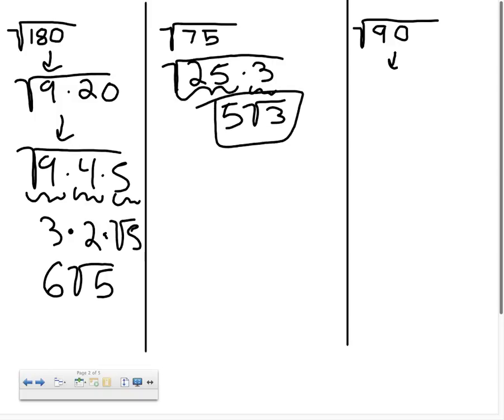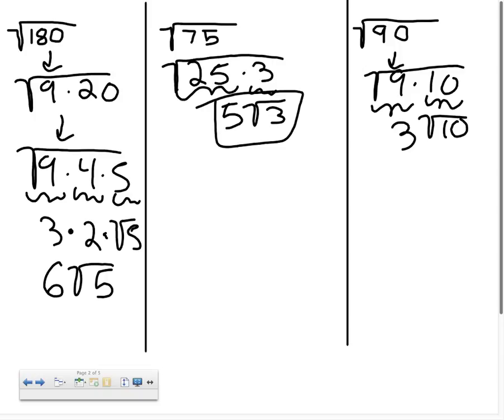And the last one, 90, well, that's going to be 9 and 10. We already did 9 before. So this right here, that's just going to be a 3. And this right here, well, that's just going to be root 10. So I'm looking for those perfect squares that go into the values that I can then take out and root simply. Because looking at 3 root 10 is a little bit easier to do than root 90.